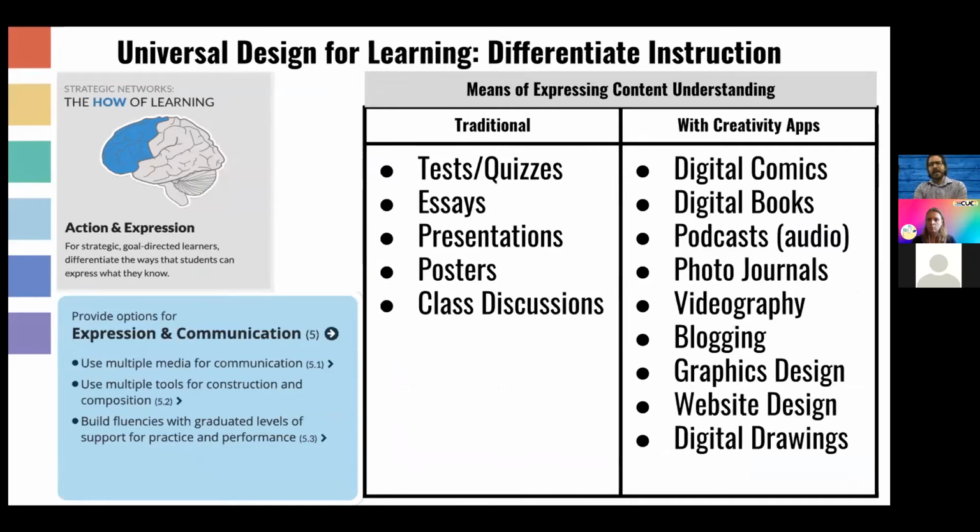And one of the tenets of universal design for learning is that we need to be differentiating how students are showing what they know. And so in a traditional classroom, right, we're having students show what they know through tests and quizzes, essays, presentations, posters, class discussions. And I'm not saying throw that stuff out. That stuff still has a place in a classroom.